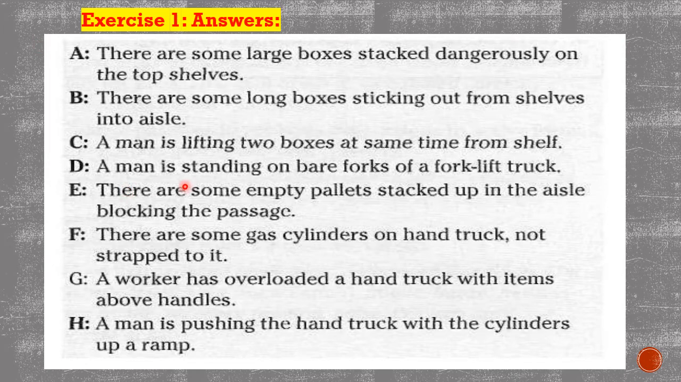D. A man is standing on the forks of a forklift truck. This is a mistake. He might fall, right? Now look at picture E. There are some empty pallets stacked up in the aisle, blocking the passage. F, the cylinders. You see them in your book? There are some gas cylinders on a hand truck, not strapped to it. They should be strapped with a chain or a rope.